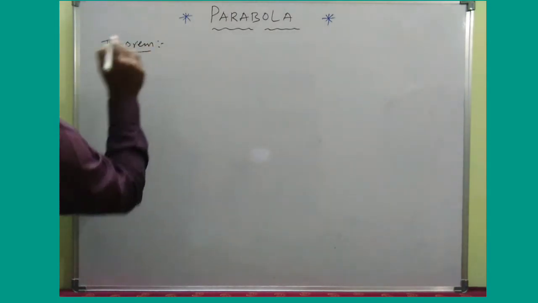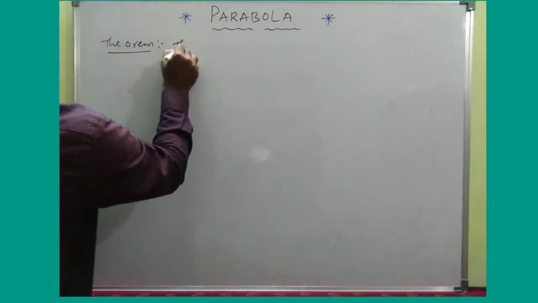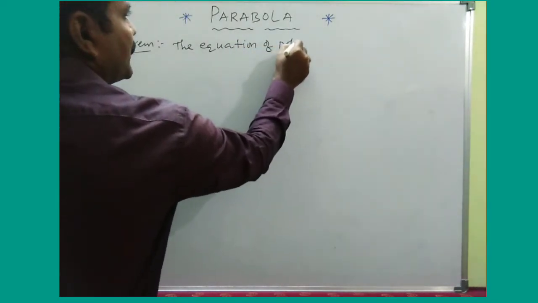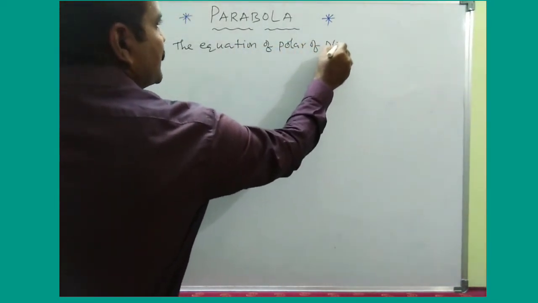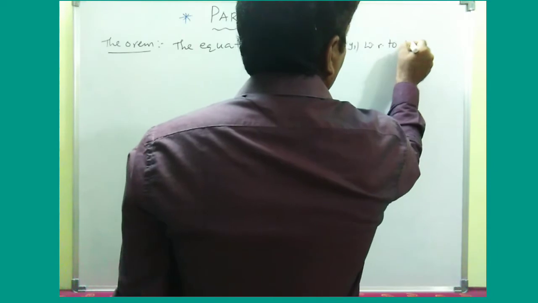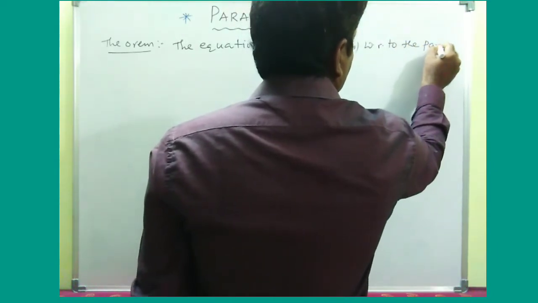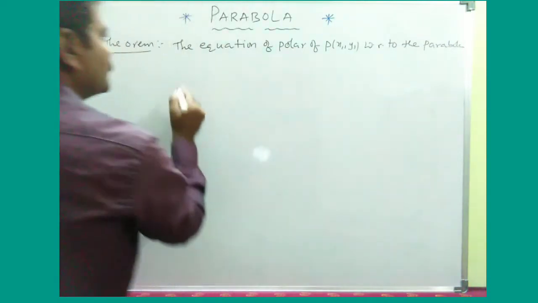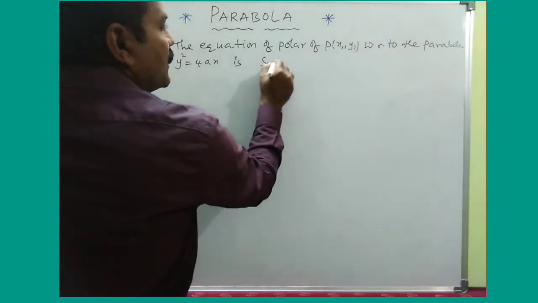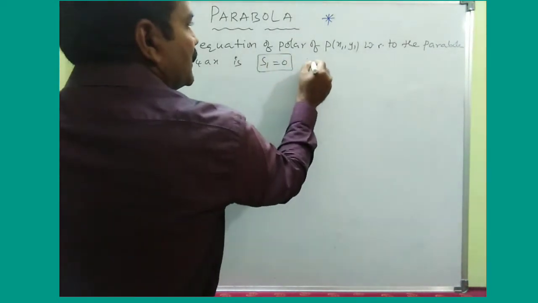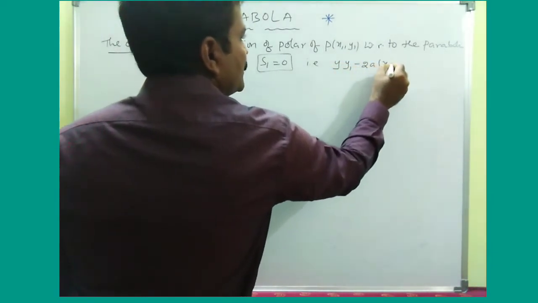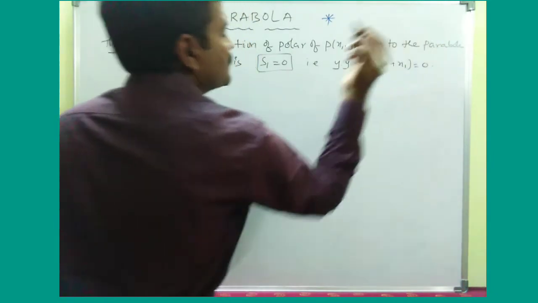Coming to the next theorem, the equation of the polar of P(x1, y1) with respect to the parabola y square equals 4ax is S1 equals 0. That is, what is S1? yy1 minus 2a into (x plus x1) equals 0.